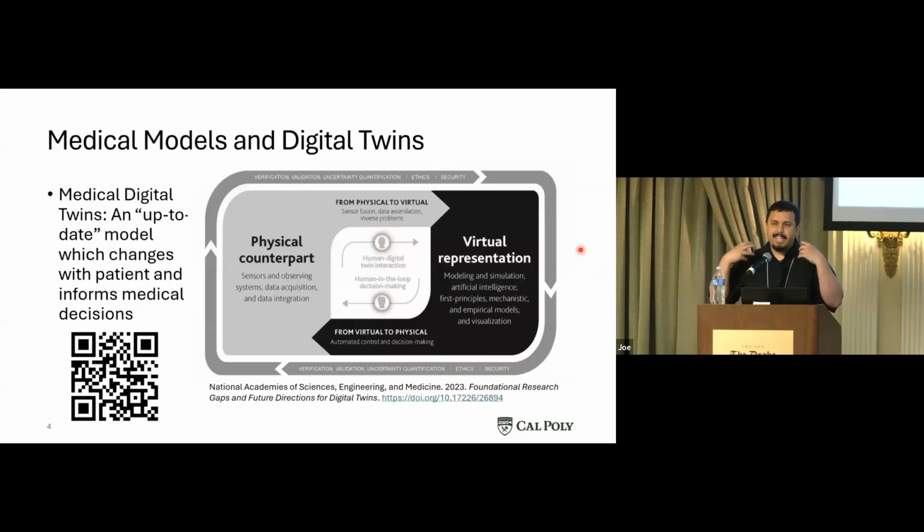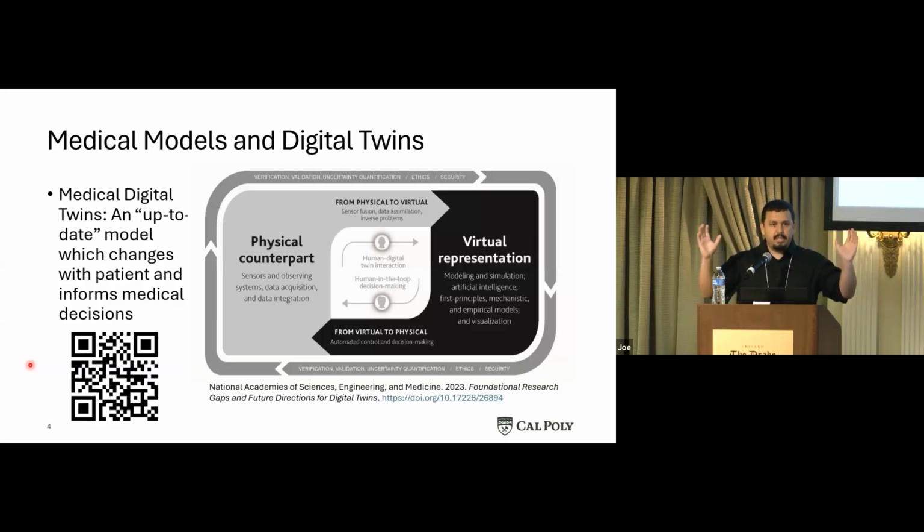Now, the kind of models that I'm working with, for the most part, are biological and medical models, and this whole idea of a digital twin. So you might have seen or heard of digital twins. If not, no worries. The National Academies actually has a really useful report that I have a QR code for here that goes over the details not only of what makes a digital twin, but also a lot of the foundational gaps that still exist for developing digital twins.